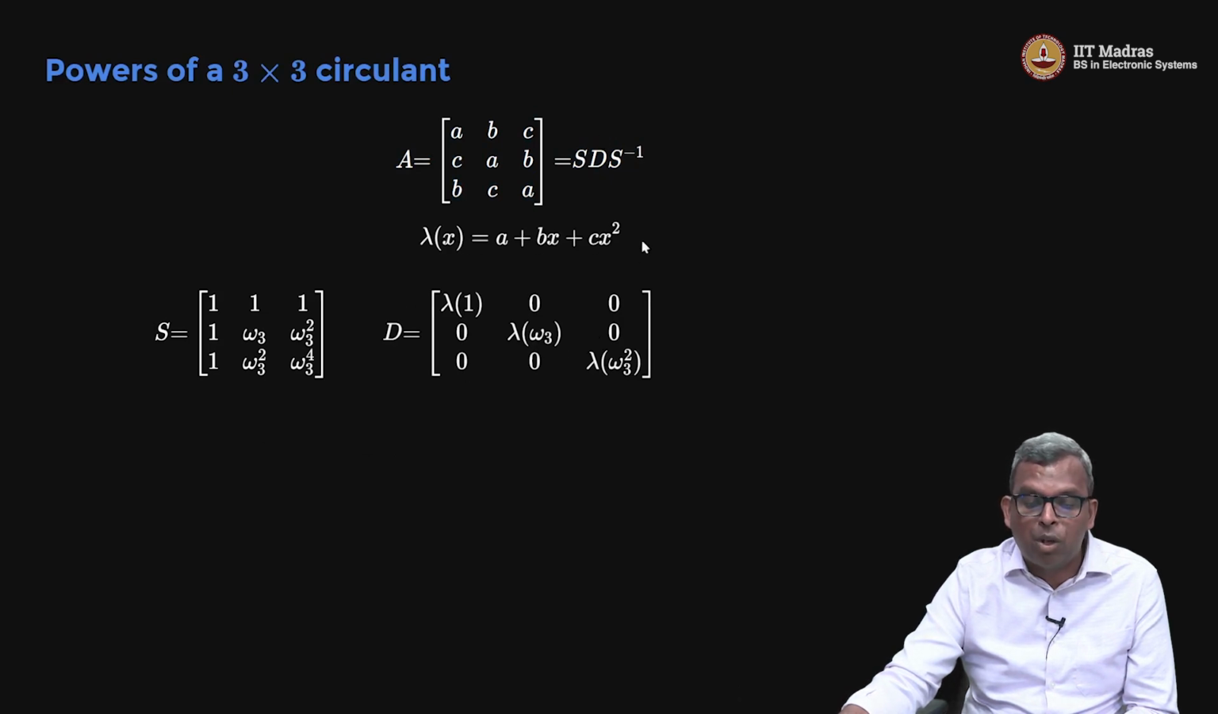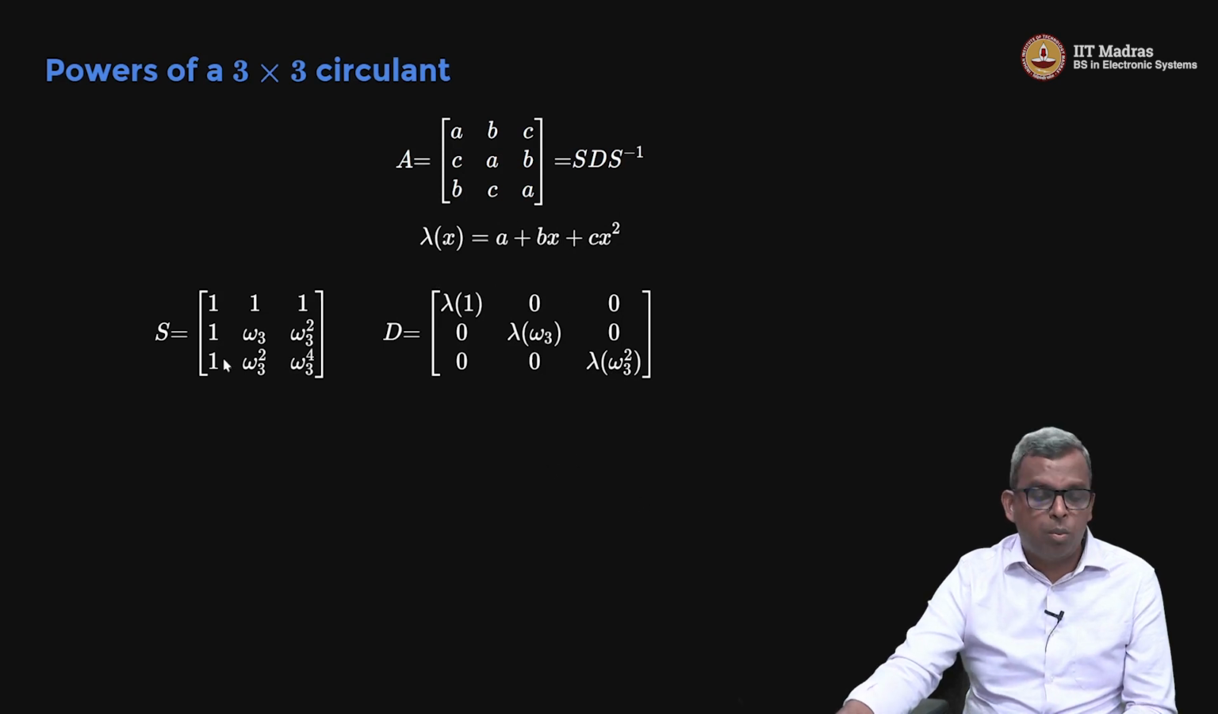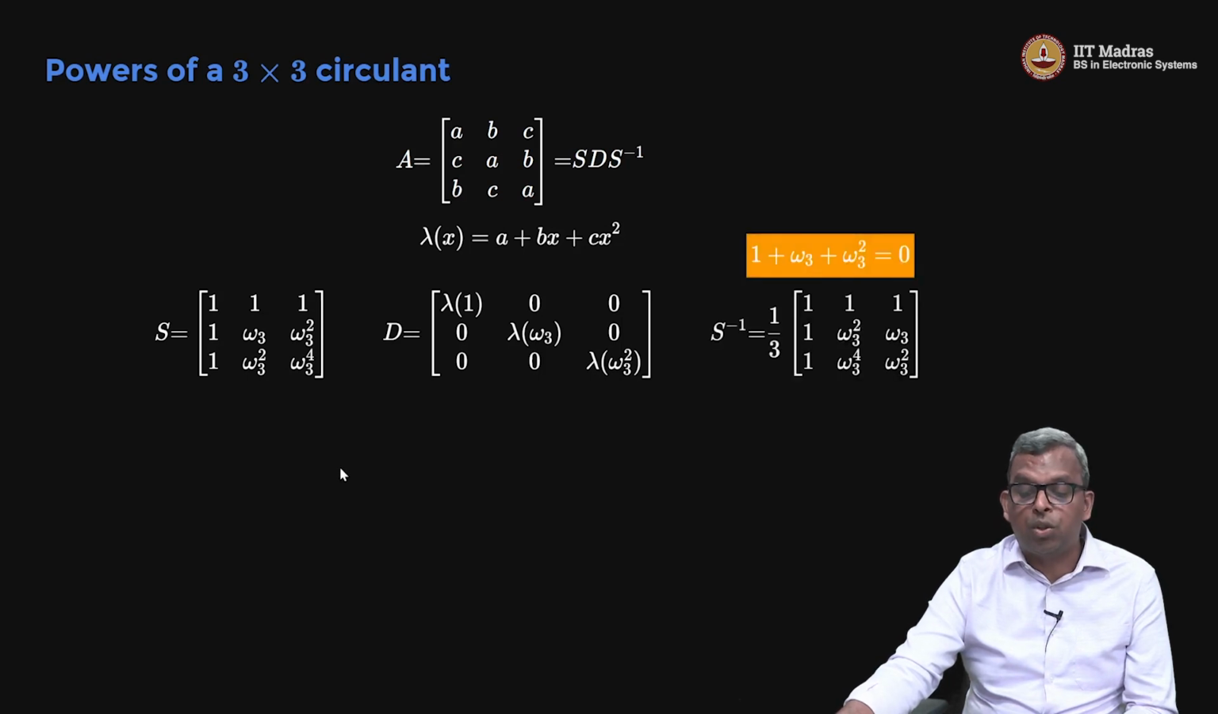You can define this lambda of x polynomial, a plus bx plus cx squared, and simply evaluate lambda at 1, lambda at omega 3, lambda at omega 3 squared, and you get the eigenvalues. What about S inverse? You may think S inverse will be some very complicated thing, but using the properties of the cube roots of unity you can show it.